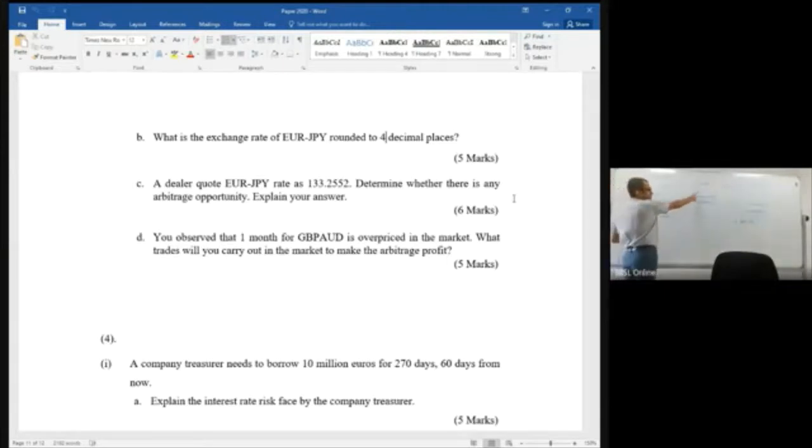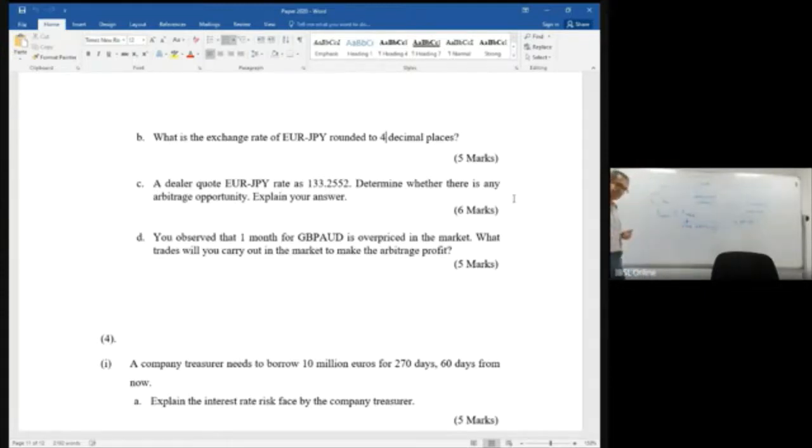So market forward rate is overpriced means the market forward rate is higher than this implied forward rate. So this is high, this is low. Then what do you do? Enter into a sell transaction. Sell GBP AUD. So you agree to sell sterling against dollars in 1 month's time. There's an arbitrage. So how do you cover this position?